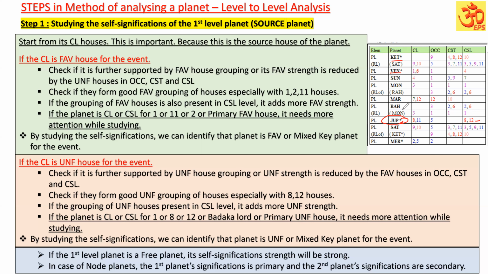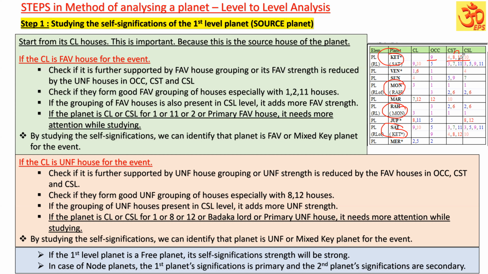Ketu, Saturn node planet; Moon, Rahu node planet; Rahu, Moon node planet; Saturn, Ketu node planet. In this case, the first planet's significations are primary and the second planet's significations are secondary. In case of Ketu, Ketu occupying 9th house is favorable, but CST, CSL are all unfavorable for the event, and it is also having the 8th house and 12th house. As I said, unfavorable houses along with 8 and 12 houses make it more unfavorable. So the planet Ketu has mixed significations, but unfavorable is on the higher side. That is the first planet, Ketu.